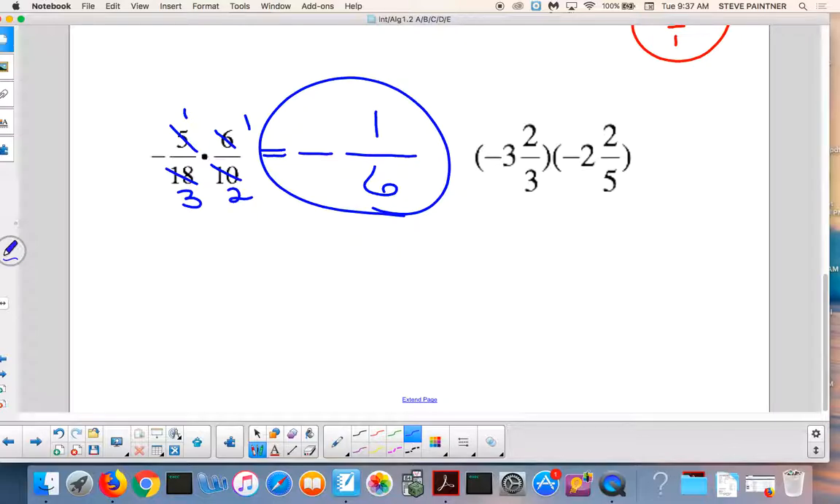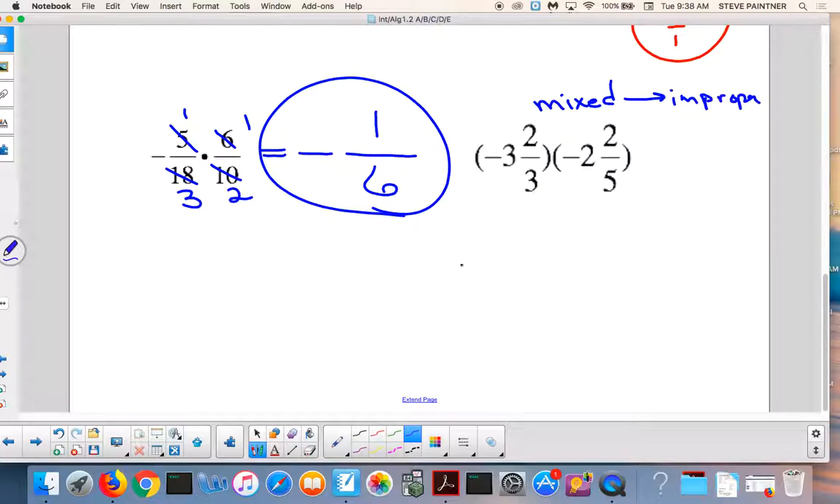I don't want to do the next one. Guys, listen, because you cancel here, you never have to reduce in the end. If you reduce in the beginning, you never have to reduce in the end, and it's much easier to reduce right away. This next one is bad only because we've got a bunch of what? We've got mixed numbers. Let's go back to what? Improper.